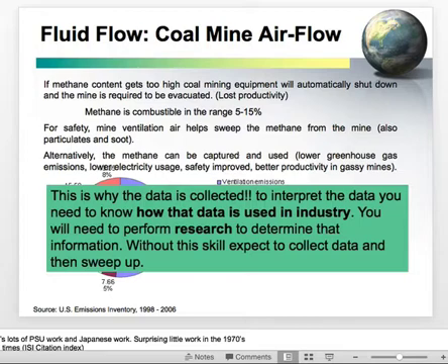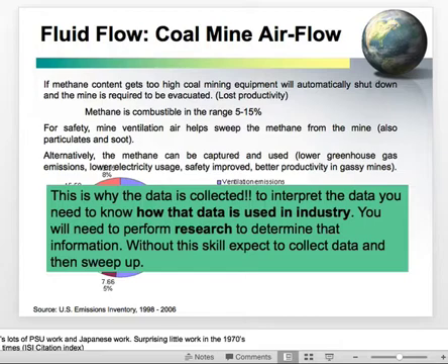It's going to get rid of the methane through dilution. Also any particulates from the mining process. There's dust generated, particularly if you use explosives. There's a lot of dust generated, and perhaps you may have diesel engines underground as well, in which case there's the potential for soot.